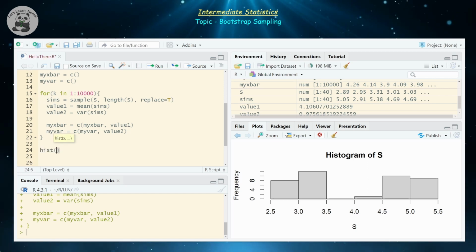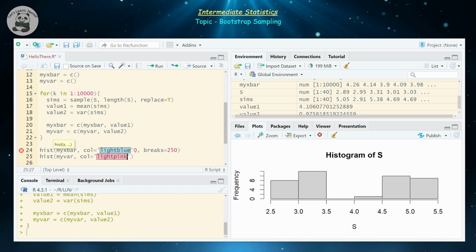So if we look at the histogram for my x-bar, we should see something that sort of looks like normal, and that sort of comes from the central limit theorem. Let's add some colors to this. So color equals light blue, and since we have 10,000, let's force the number of breaks to be something like 250. And let's also look at the histogram for my variance, and let's use light pink, and what's this 0 doing there? And then breaks is equal to 250 as well. And let's not forget our comma after our color command.